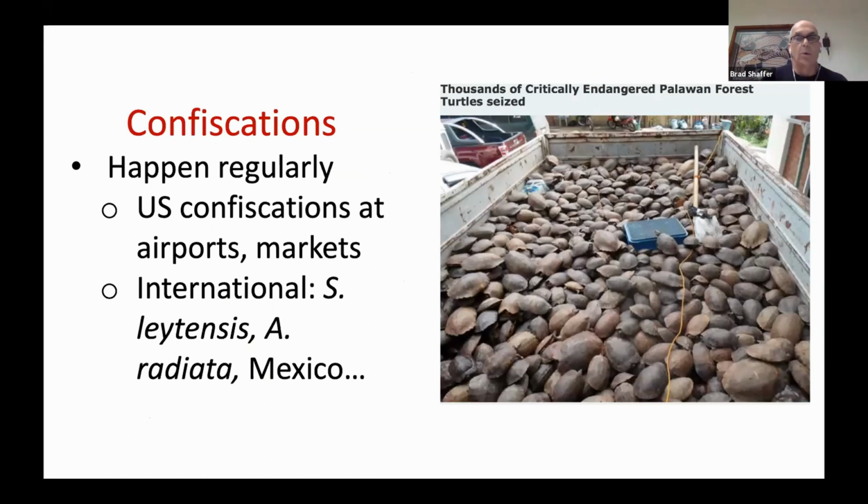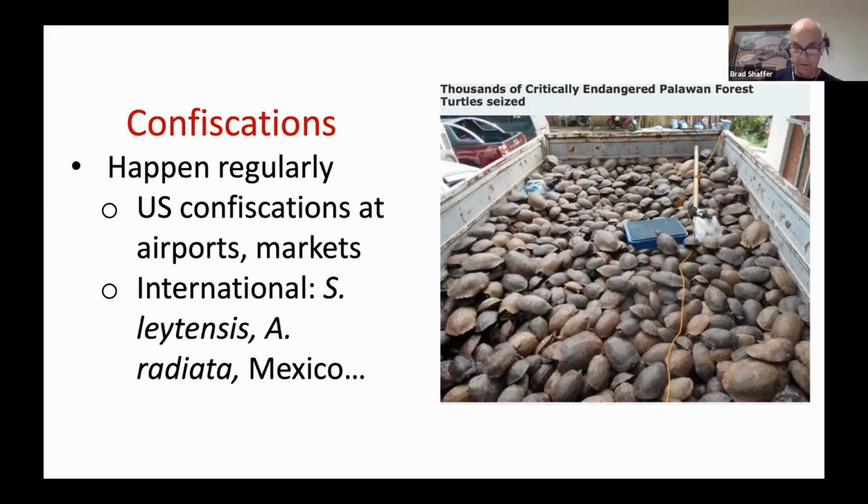Okay, so confiscations of turtles have been a big issue in the world, and Craig talked about this, JJ talked about it. In a nutshell, they happen regularly. In my view, at least, they seem to be happening more regularly. There are big US confiscations at LAX, Los Angeles International Airport, for example, right down the street from me, at marketplaces across the United States. Internationally, this is a picture of the big Siebenrockiella leytensis confiscation a few years ago. We heard about radiated tortoises, the big one in Mexico.